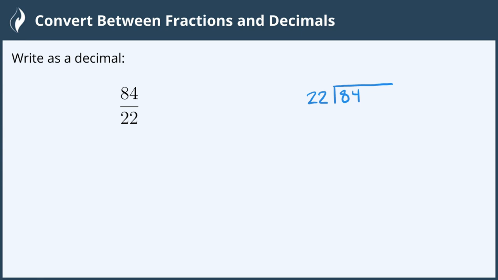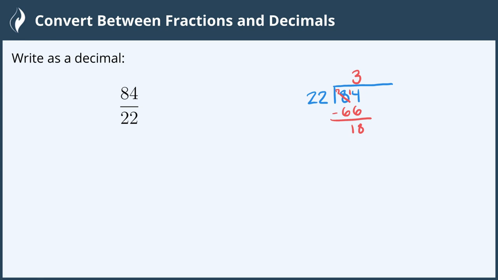22 times 4 is 88, so it's a little too high. So I'm going to pick 3 for my first number. 3 times 22 is 66. Subtract. We'll have to borrow or ungroup the 8 to make it a 7 and make this a 14. 14 minus 6 is 8, and 7 minus 6 is 1. So I have a remainder of 18.